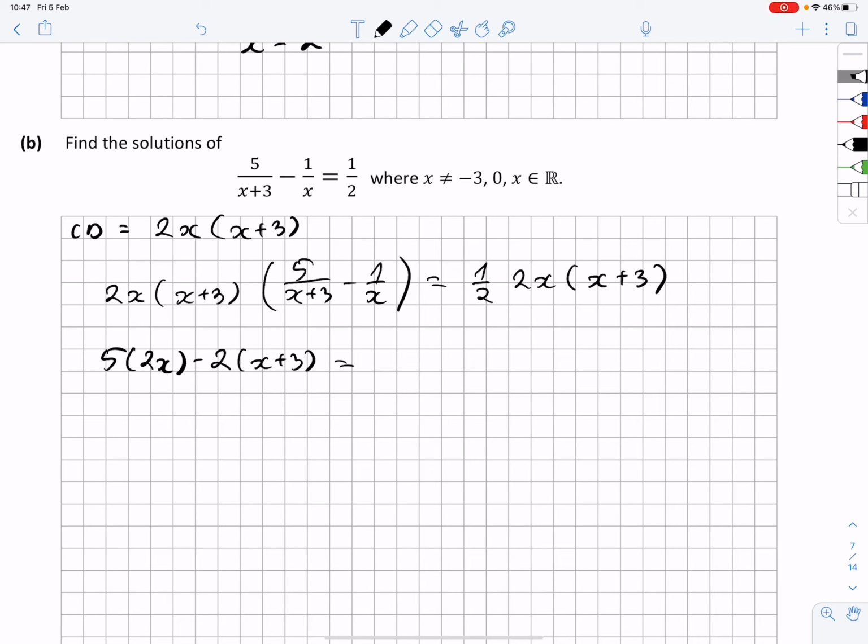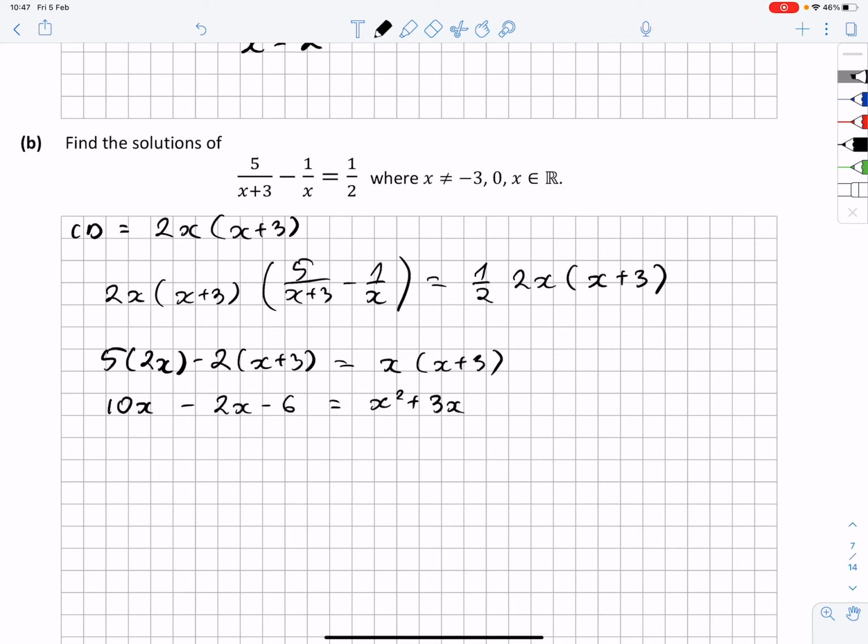And on the right hand side, we're going to end up with a little quadratic because now we have x times x plus 3 from the bracket. Okay, so that's that. Now let's simplify. Now we have 10x minus 2x minus 6 equals x squared plus 3x.